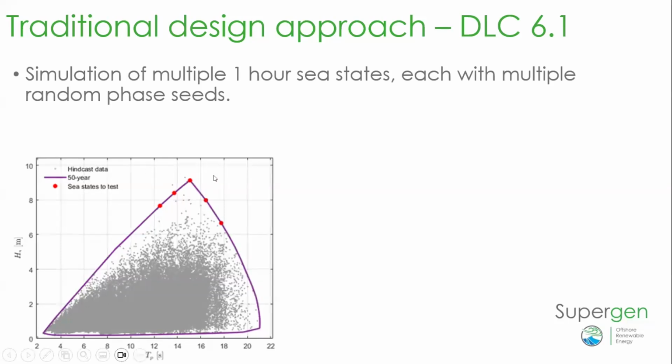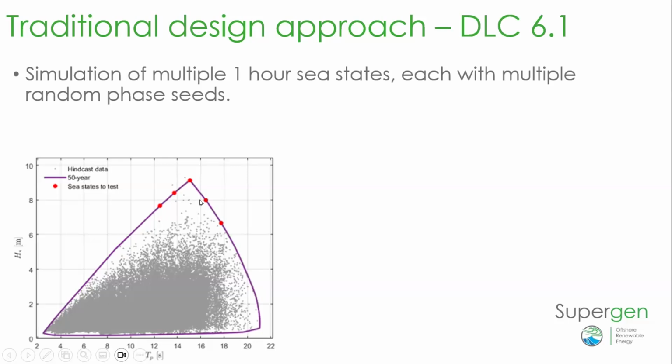Typically a location would be selected and hindcast data gathered. That's what this plot is showing. You've got significant wave height on the y-axis, peak period on the x-axis, and these grayed out dots are showing different hindcast data points. A 50-year return period contour would then be fit to this data, and a number of sea states selected from the contour.